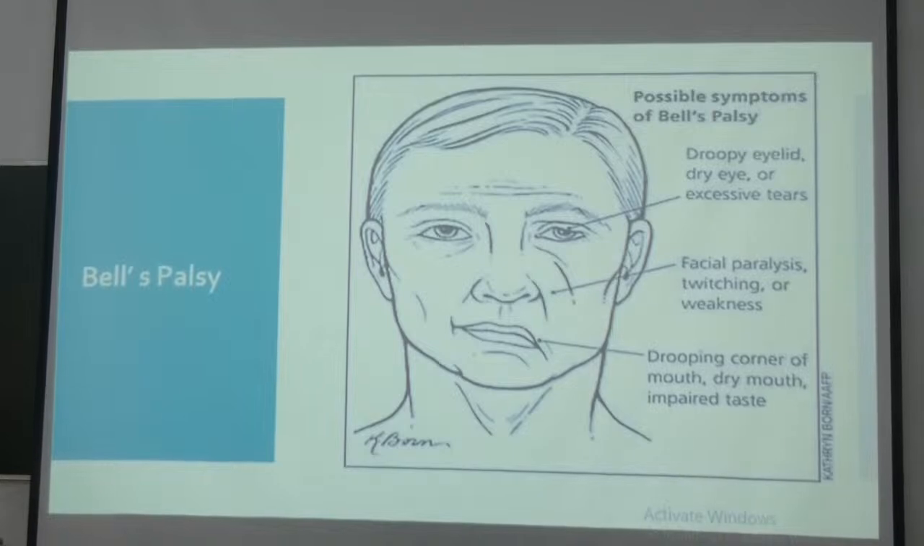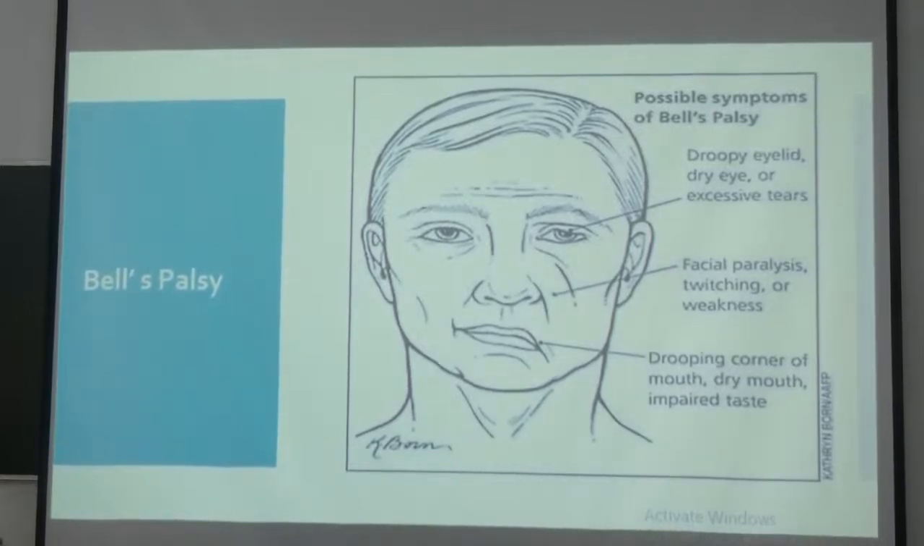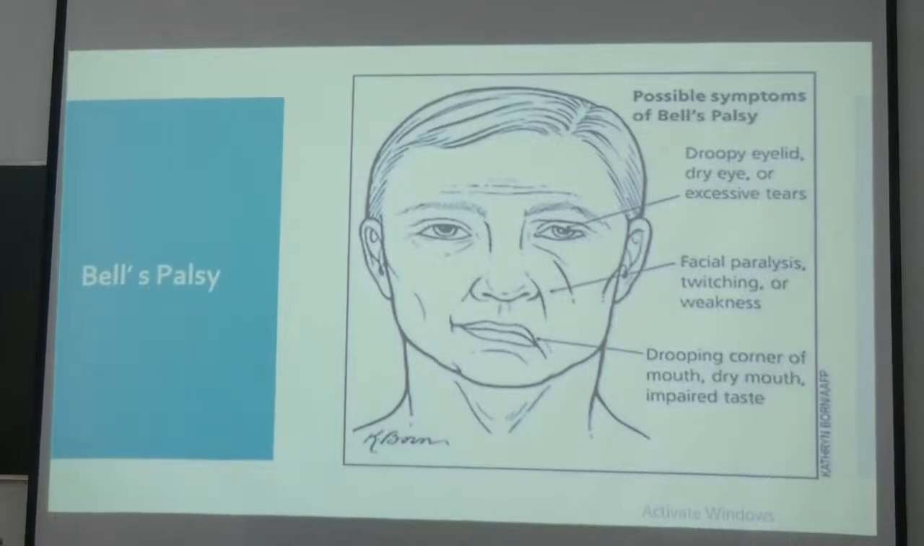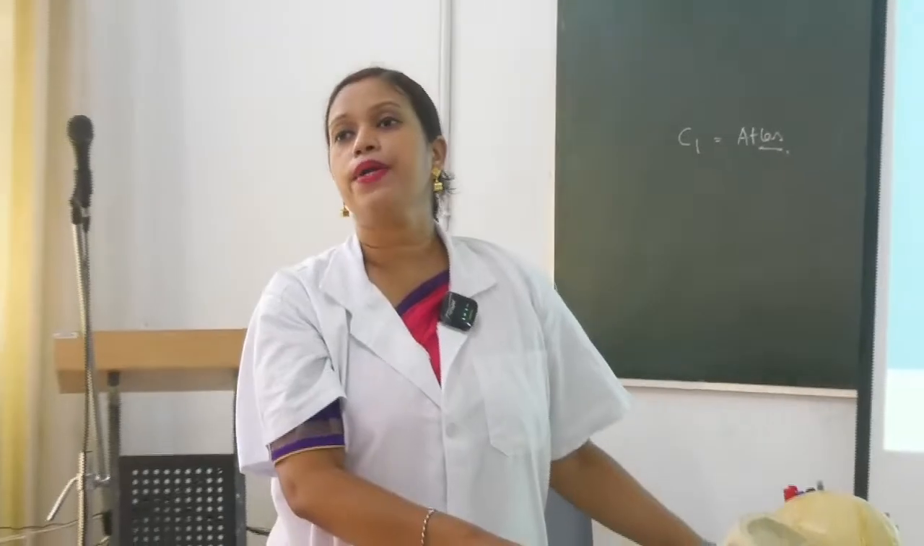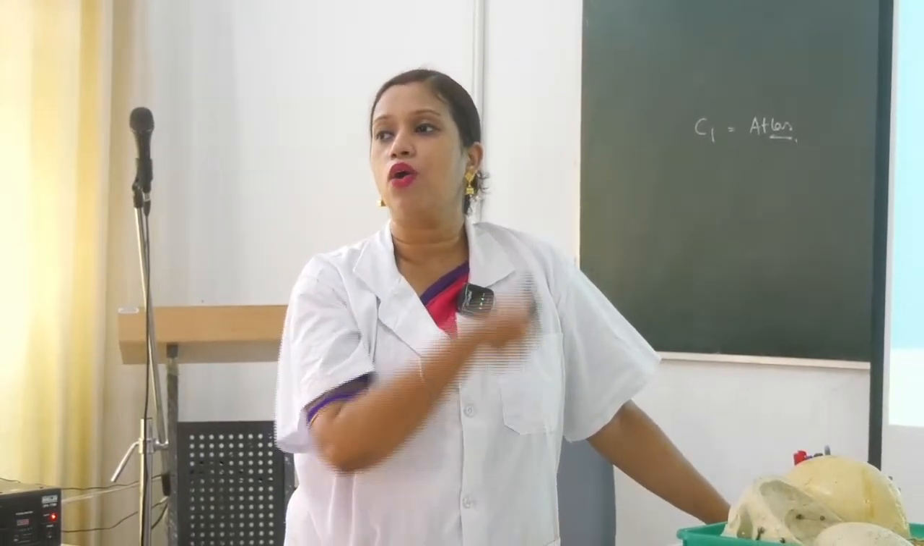Lower motor neuron. Have you seen any hemiplegia patient, paralysis patient? So what will happen if a stroke has happened? Be quiet everyone, I am talking about a very serious matter. Suppose a stroke has happened to one patient. So what would be happening to their limb and also their face?